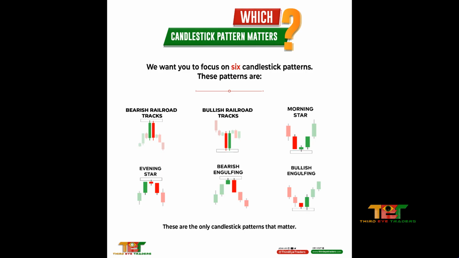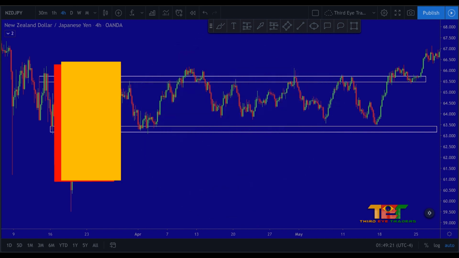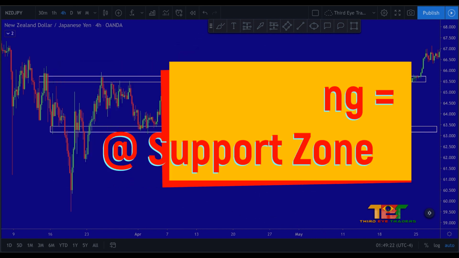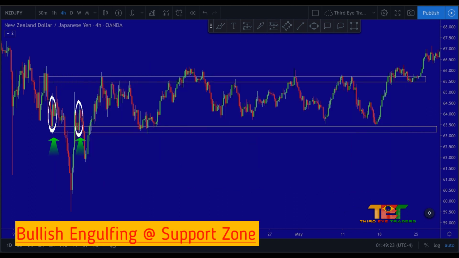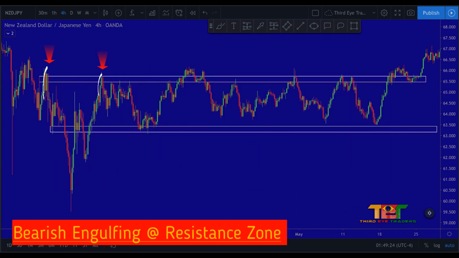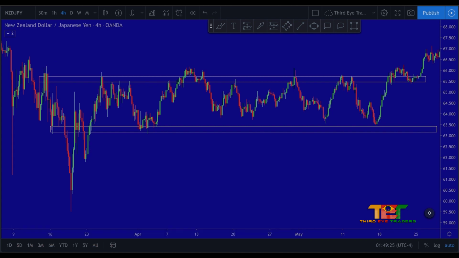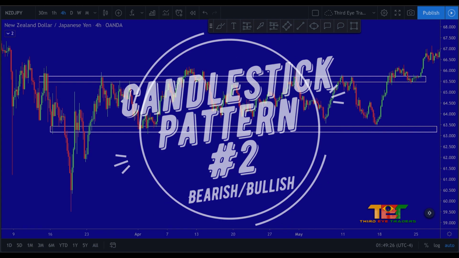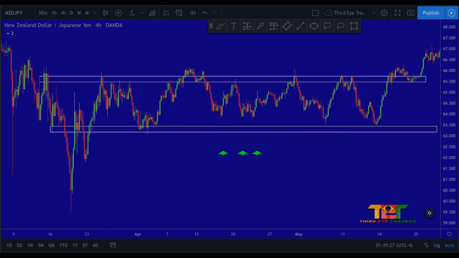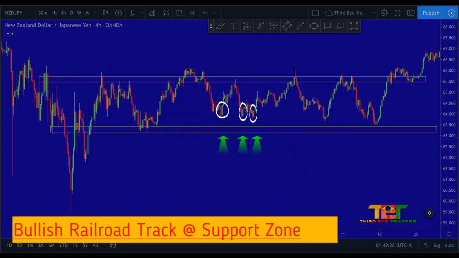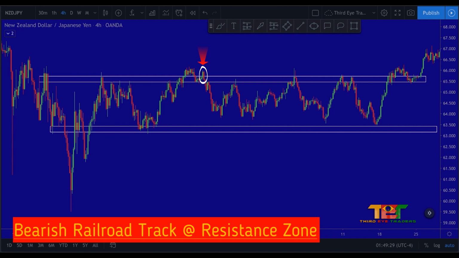Step number 3, we need to see one of these candlestick patterns at a major support and resistance area. The first pattern is a bullish or bearish engulfing candlestick. This tells us that the opposition has taken over the market and is ready to go. The second pattern is a railroad track. These candlesticks must be almost the same size. This is an immediate change in the trend.